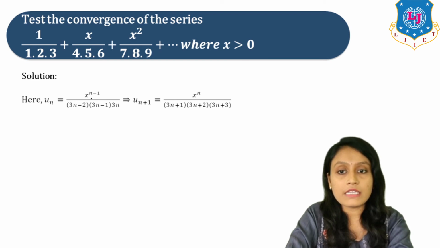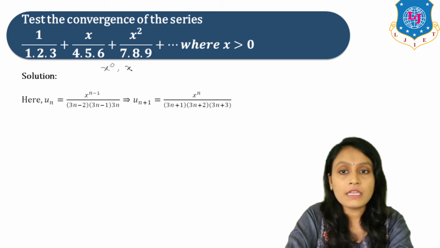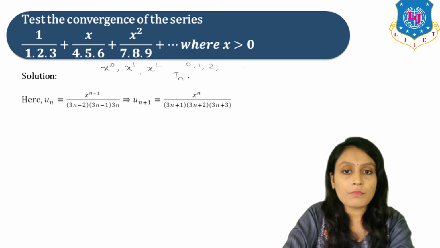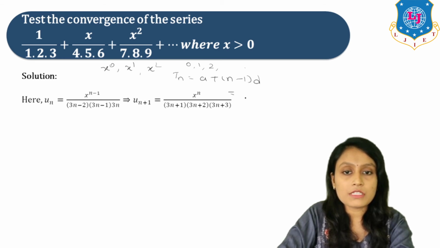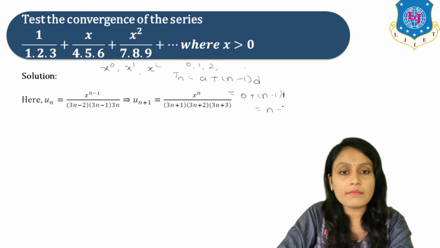Here un is given, that is x raised to n minus 1 upon 3n minus 2, 3n minus 1, 3n. So this we have to find from here. Now from the numerator you can see that we have x raised to 0, then x raised to 1, then x square. Here x is fixed but this 0, 1, 2 is changing. So we'll apply this formula to find the nth term, that is Tn is equal to a plus n minus 1 into d. Here a means first term, so the first term is 0 plus n minus 1, the difference is 1, so you will get n minus 1.